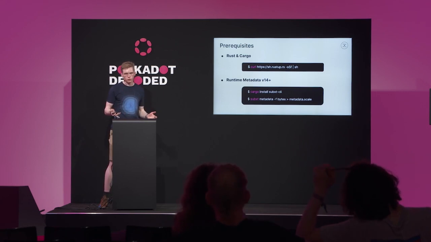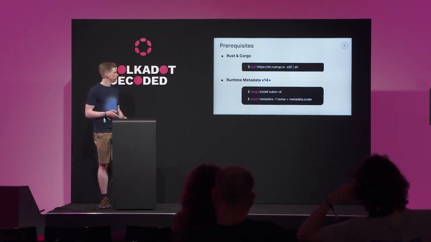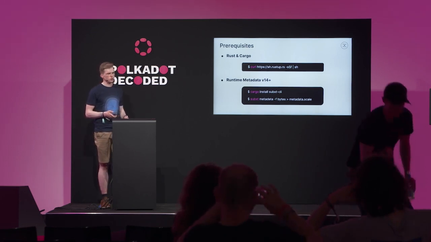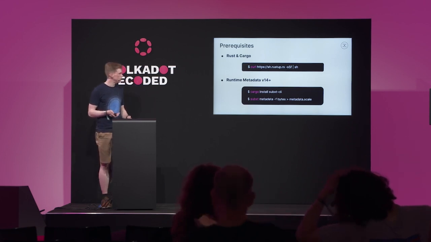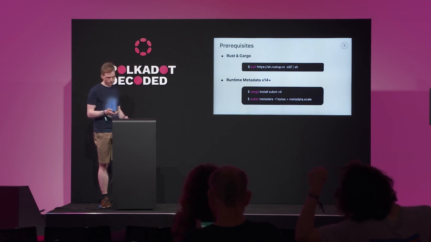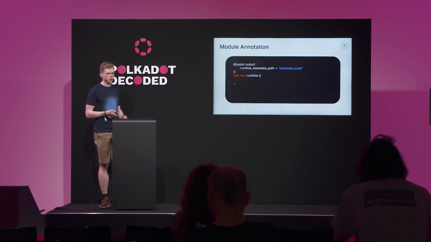What do we need to work with Subxt? Rust, that's what it's built in, so download that. We also need the runtime metadata. I mentioned before, Subxt ships with a CLI that we can use to automate the process of downloading and decoding the metadata, which is used for code gen. I'd recommend doing that. You can also do this manually, but I wouldn't recommend that. It is required for the next step, which is initialization or the module annotation.